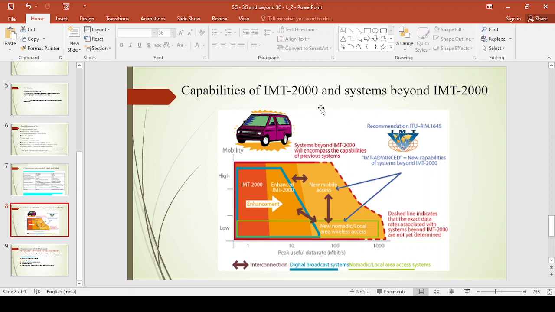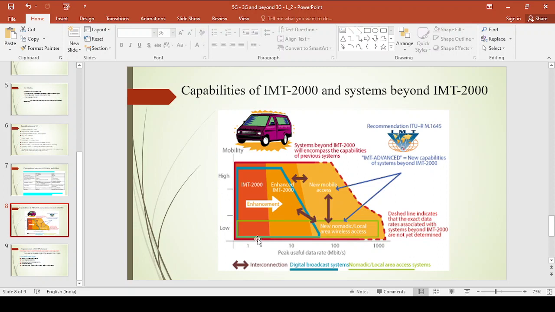IMT 2000 is nothing but the standard that is given to the third generation system by the International Telecommunication Union, that is ITU, right? Now here, what are the capabilities of IMT 2000 and the systems beyond IMT 2000, we will see in this slide, right? On the x axis, if you observe, we have data rate, whose units are megabits per second. On the y axis we have mobility, right?